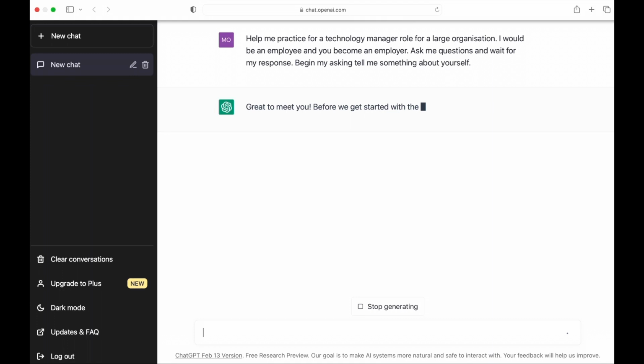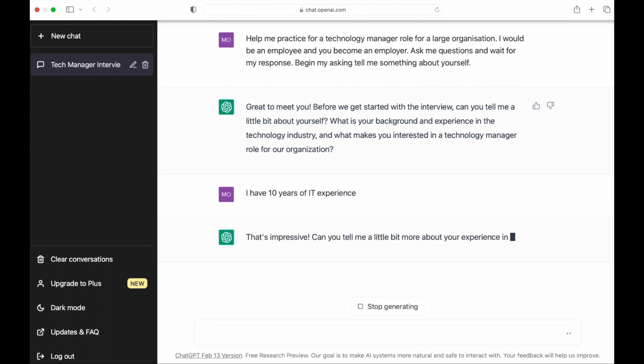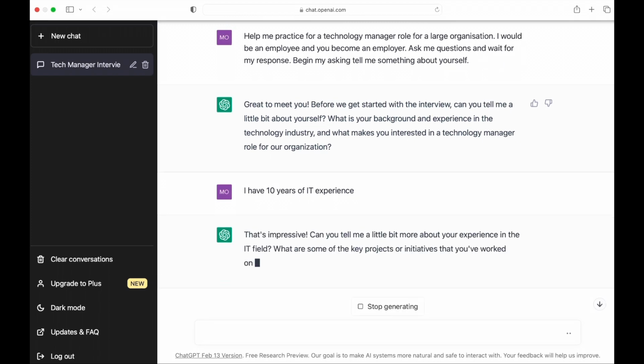Now, let's take this to the next level. If you're preparing for an interview and want to improve your interview cracking skills, then you can use ChatGPT to practice this in a role play. Let's take a look. In this example, I want ChatGPT to play a role of an employer and I would be an employee. Simply type in "help me practice for a technology manager role for a large organization. I would be an employee and you become an employer. Ask me questions and wait for my response before you ask your next question."